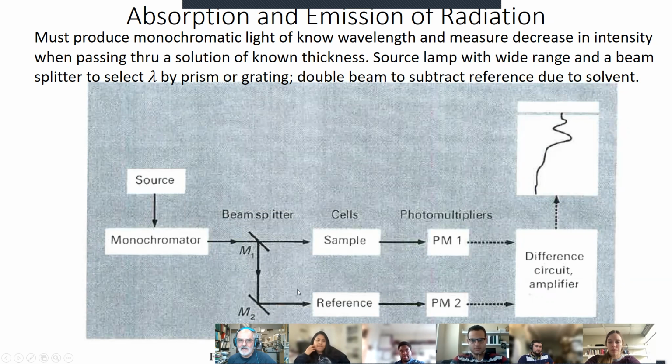So this is a basic outline of how it works, okay? Variation in wavelength by some technique, sample minus reference gets you an absorption spectra.